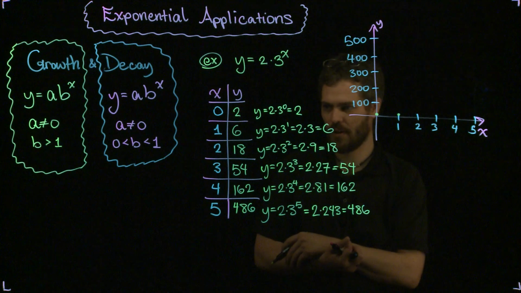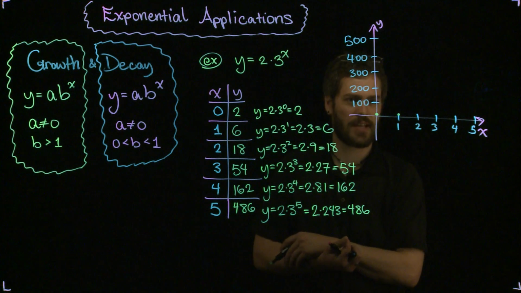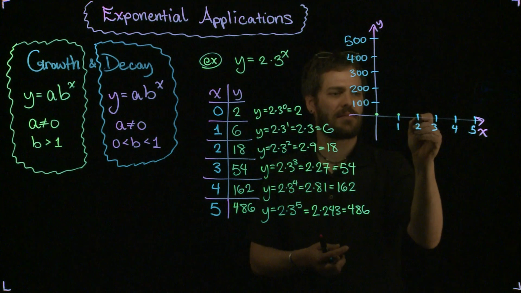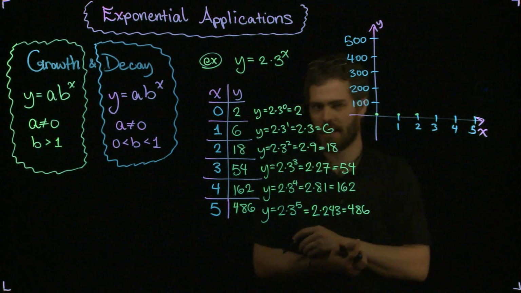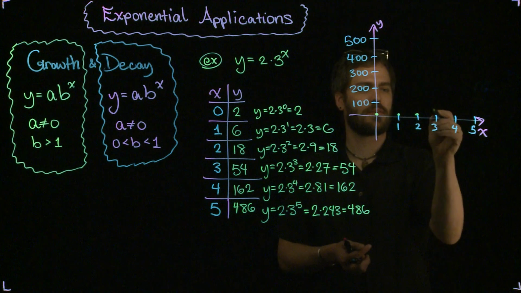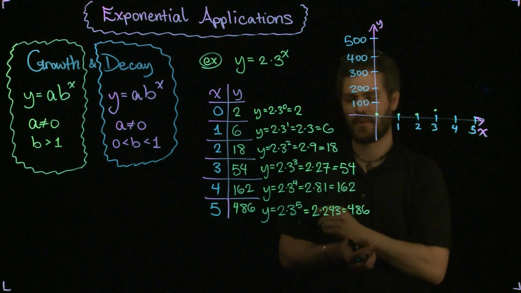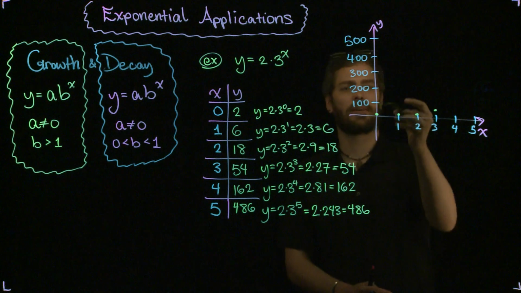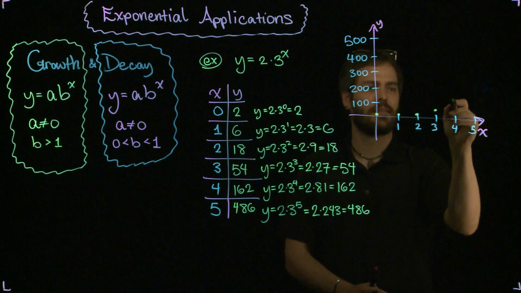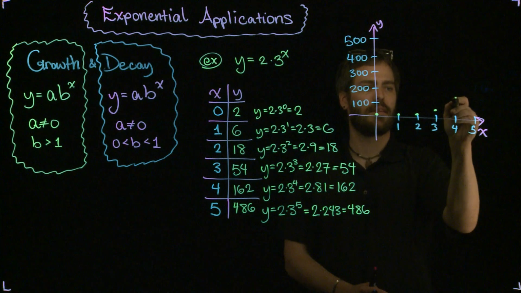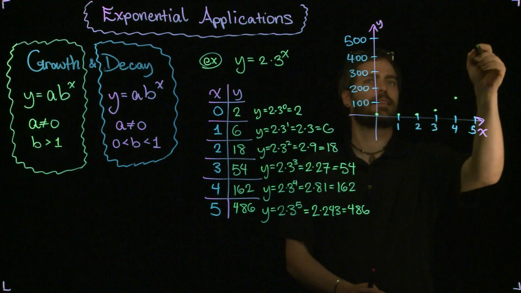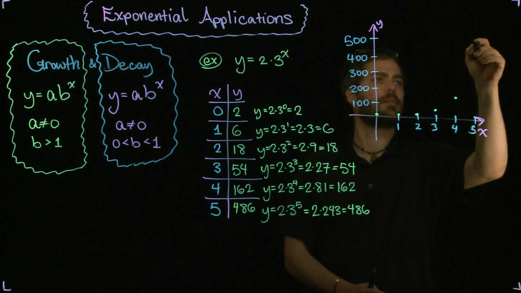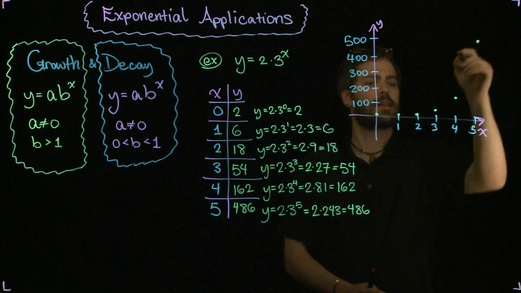When x equals 2, y equals 18. So that's about here. I'm really struggling again to keep it all on the graph. When x equals 3, all of a sudden we jump up to about here, 54. When x equals 4, okay, now we're past 100. About right there, I would say. We're above 150. When x equals 5, we jump up to 486, way up here. Okay, somewhere like there, just to guess.